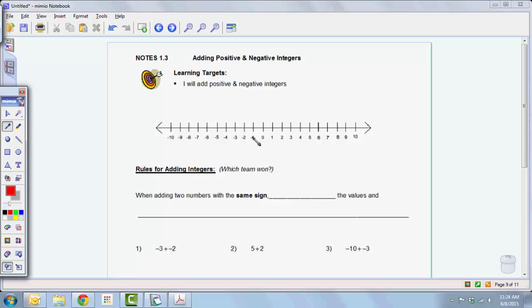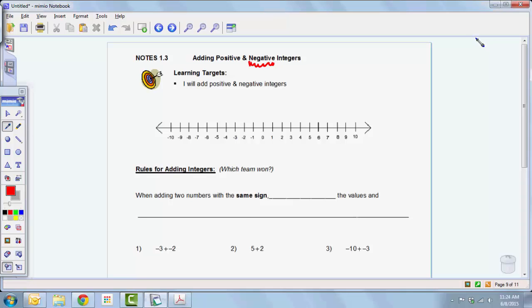Alright guys, this is your section 1.3 notes, and today we're going to be doing some addition. We're going to be finding the sum of various problems. Sum is the answer to an addition problem, but the trick is some of these integers that you're going to be adding together are going to be negative.